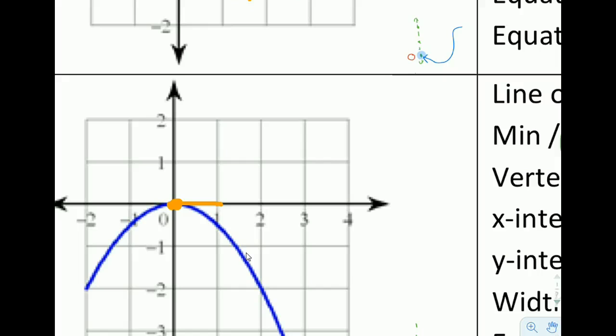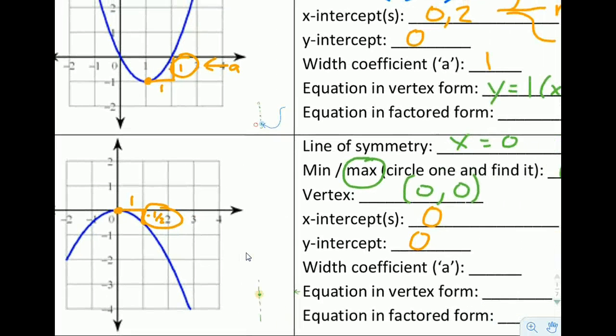In this case, we go down, and it looks like we don't go down a full unit. We go down about half a unit. So it looks like we went over 1 and down 1/2, or -1/2. So in this case, our a value is going to be -1/2. What the a value tells me is which direction I am going, up or down, and it also tells me how fast I am doing it. Am I going down really fast? Am I going down really gradually, or something in between? So -1/2 is a fairly gradual downward curve.